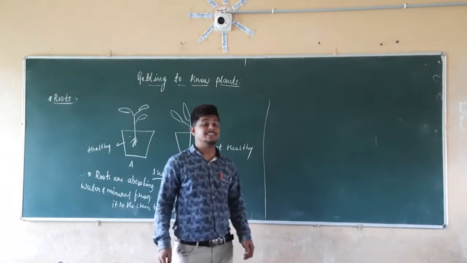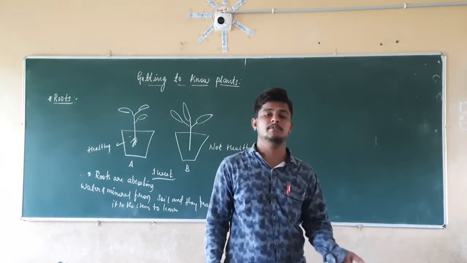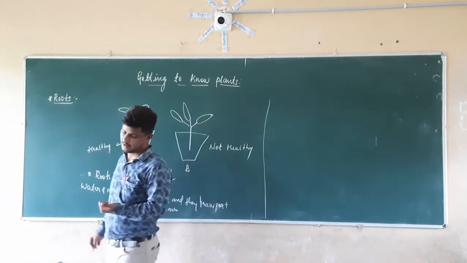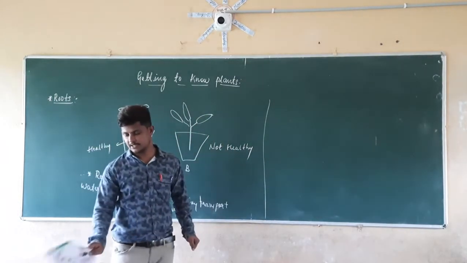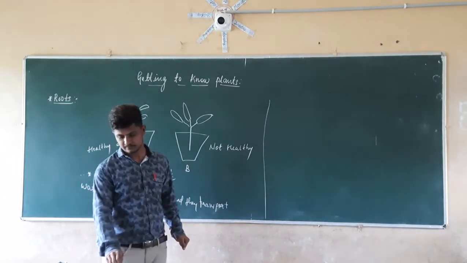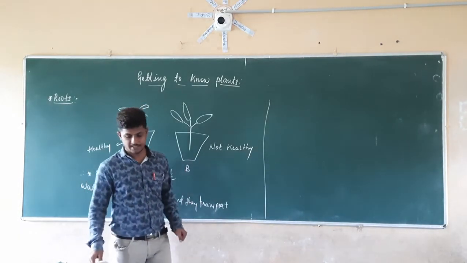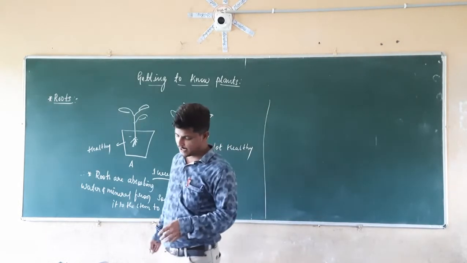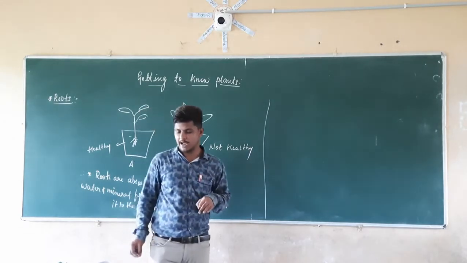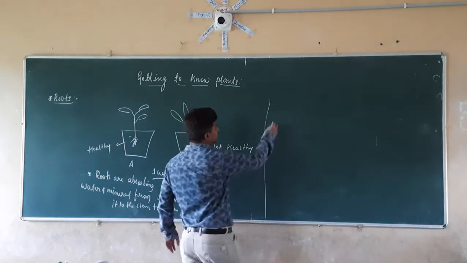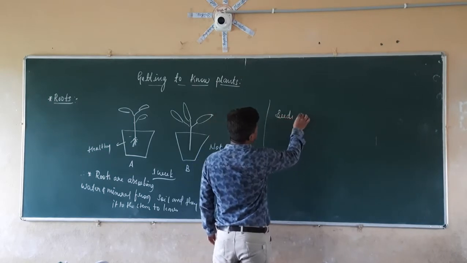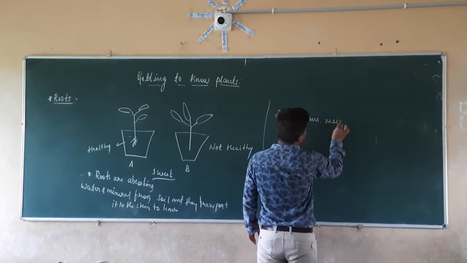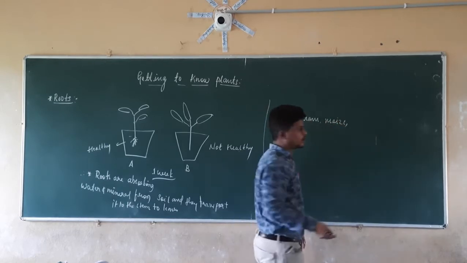Now next we are going to see the second major function of the root by again doing an activity. So what is that activity? Activity number 7 here. What are we going to do? We are going to take seeds of gram and maize, and we are going to take cotton here.